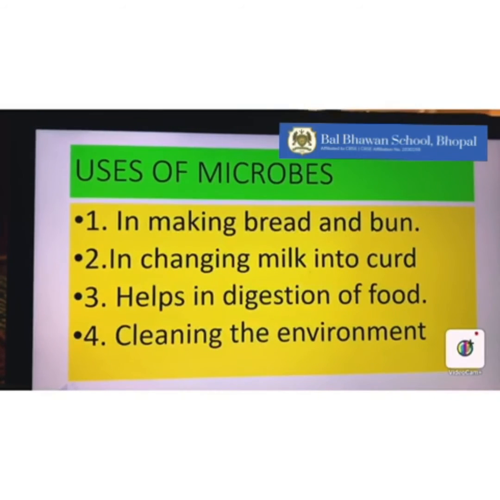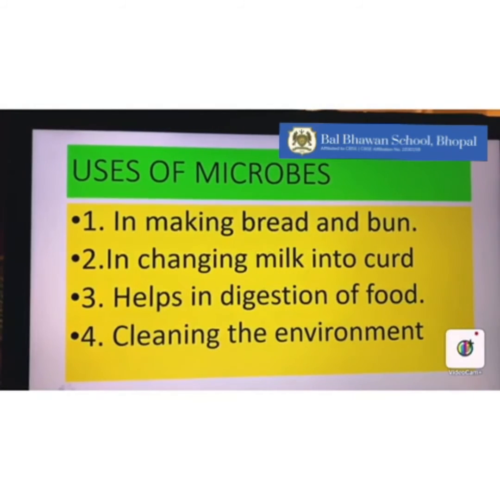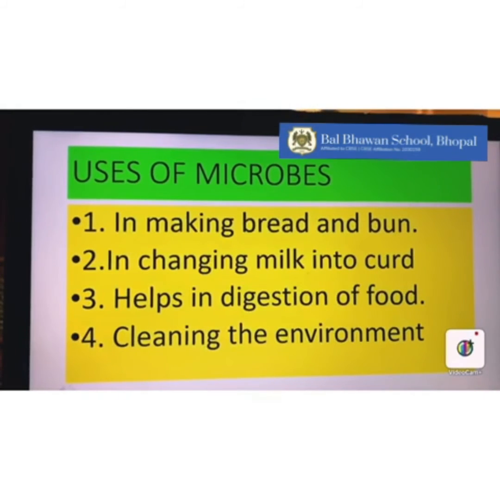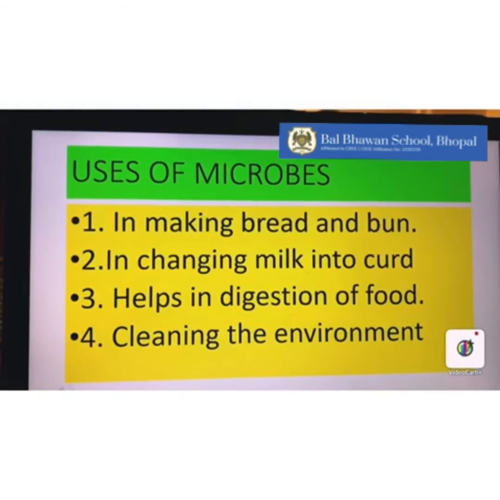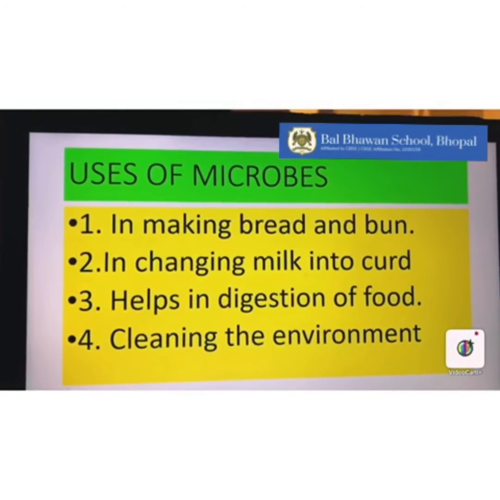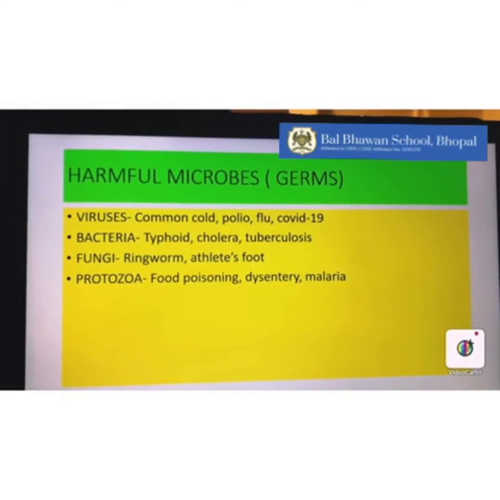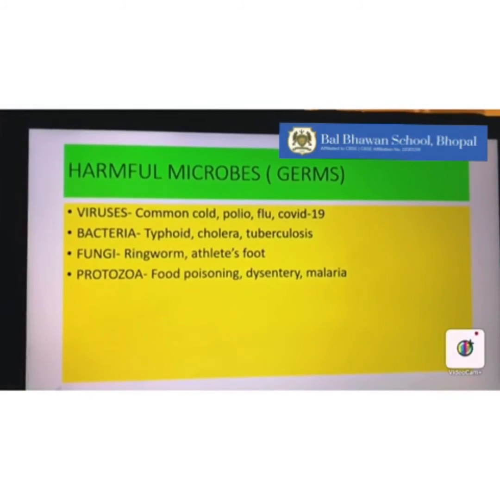Microbes also help in cleaning the environment. How do they help us in cleaning the environment? They help us in cleaning the environment by decomposing the dead bodies of plants, animals, and human beings. Now, after knowing about the uses of microbes, let us study about harmful microbes. The harmful microorganisms are also called germs.